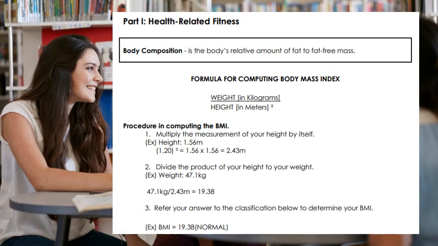Part 1, health-related fitness. Body composition is the body's relative amount of fat to fat-free mass. Here's the formula for computing body mass index: weight in kilograms divided by height in meters squared.